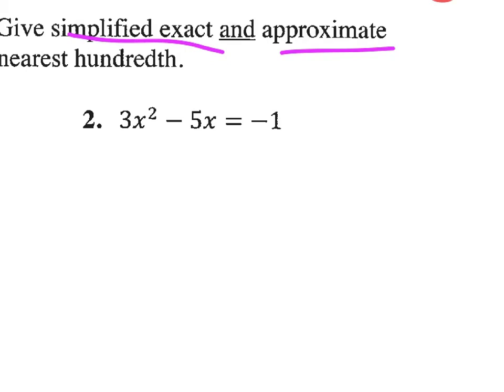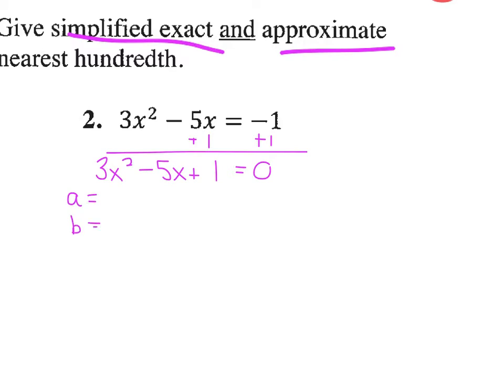The only difference to start off here is that it's not equal to 0, so I will make this equation equal to 0 by adding 1 to both sides. I end up with 3x squared minus 5x plus 1 equals 0. Once it's in standard form, I like to label what A, B, and C are. A is 3, B is -5, C is 1. Standard form meaning I'm writing it in decreasing order of the exponents.